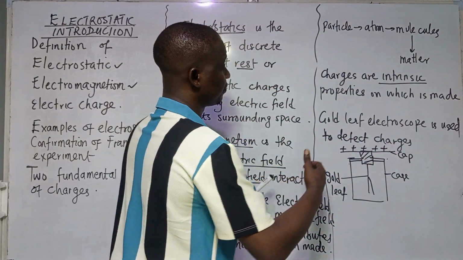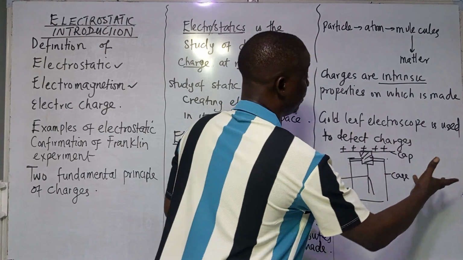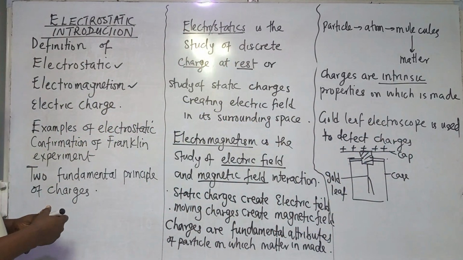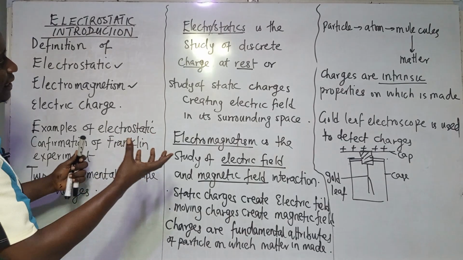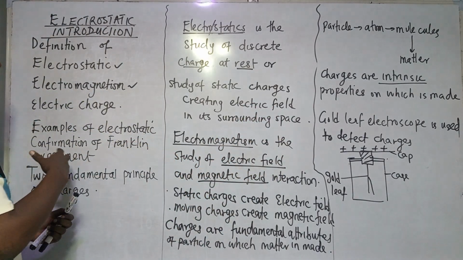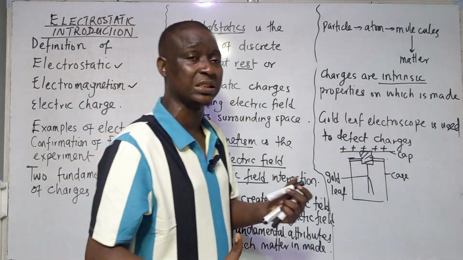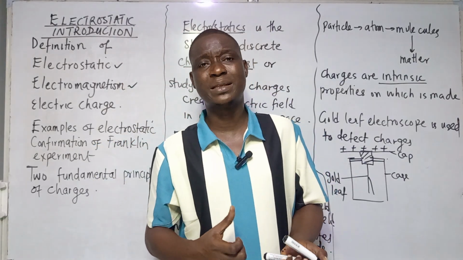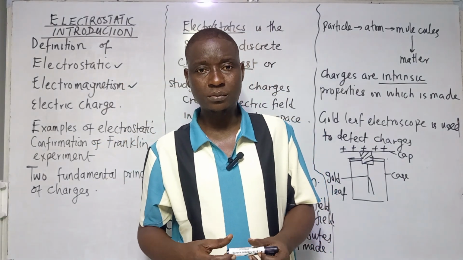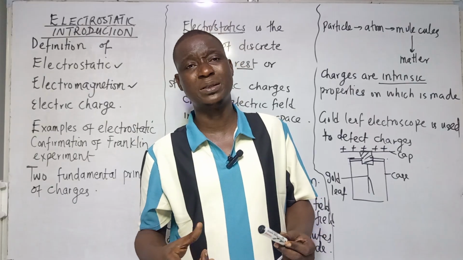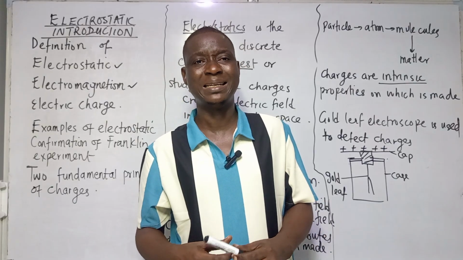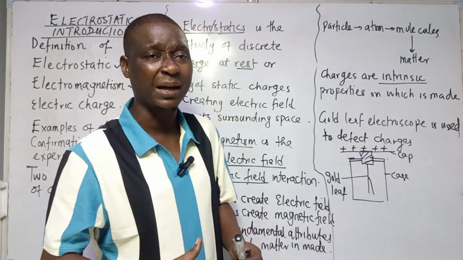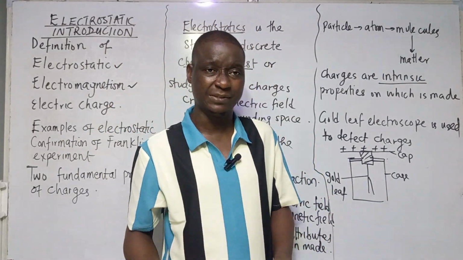But basically, a gold leaf electroscope is used to detect charges. Don't forget about that. Now, we have talked a little bit about charges. Let us talk about Benjamin Franklin. He says that when you take a glass rod and rub it with silk, it will produce a positive charge. That means the glass rod will be positively charged.